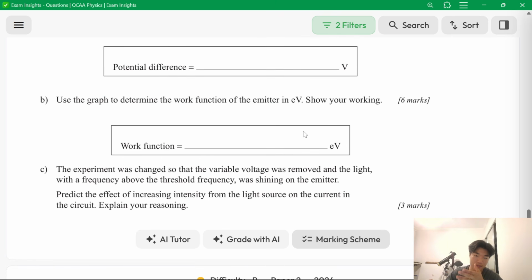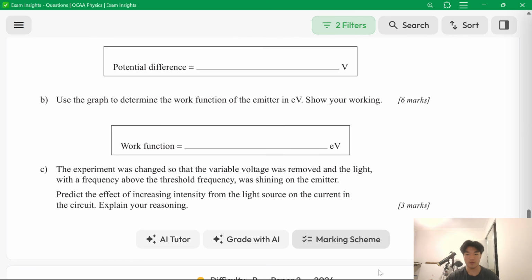If you increase intensity, you're increasing the amount of photons present. If you're increasing the amount of photons present, that's directly proportional to the current. So since you're increasing the amount of photons, and each photon is capable of ejecting the electrons as photoelectrons, you're going to be creating more current.